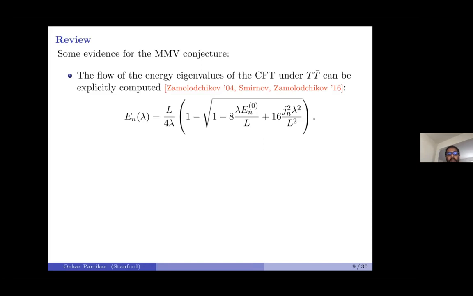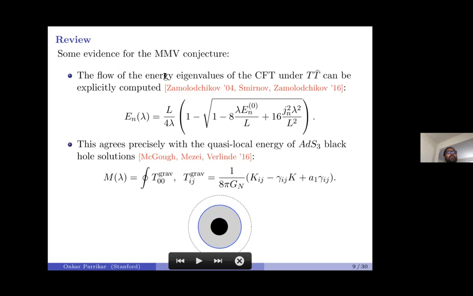So one of the nice checks of this proposal by McGough, Mezei, and Verlinde is that these energy levels precisely agree with the quasi-local energies that you can compute using AdS/CFT. So from the bulk perspective, what one does is construct a stress tensor at this cutoff slice by using the Balasubramanian-Kraus formula, and then compute the energy, or the quasi-local energy if you like, which you get for a bulk black hole with some cutoff at a finite radial coordinate.